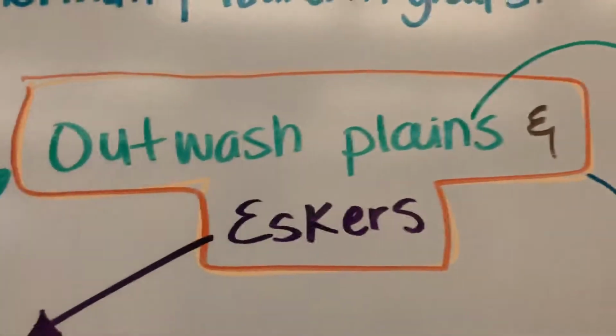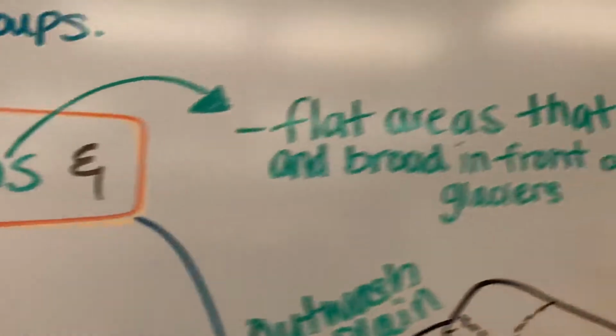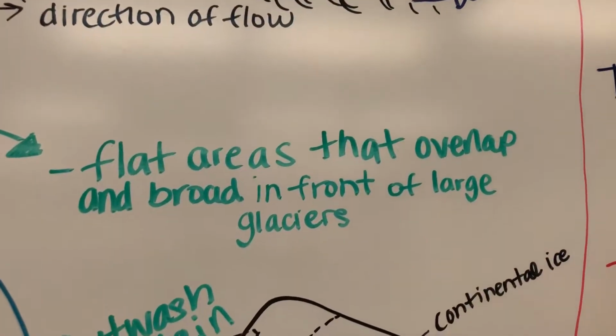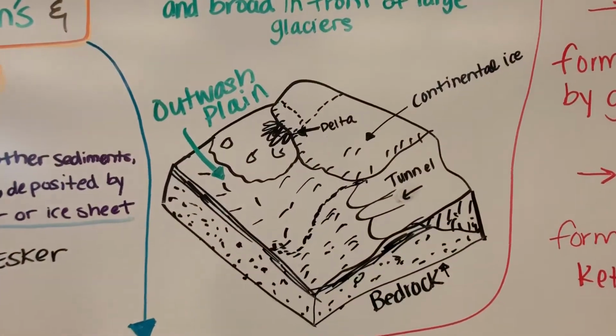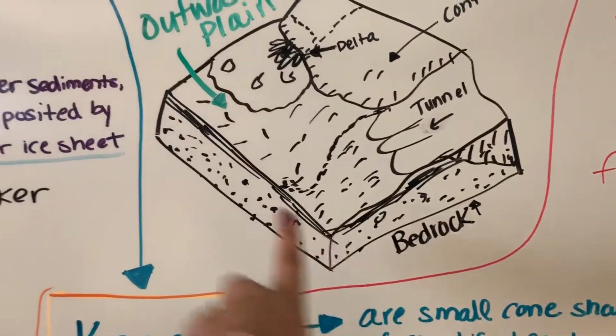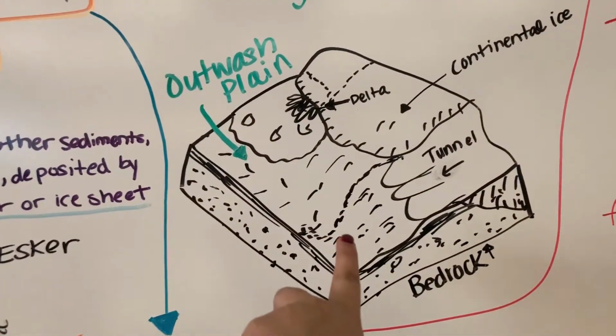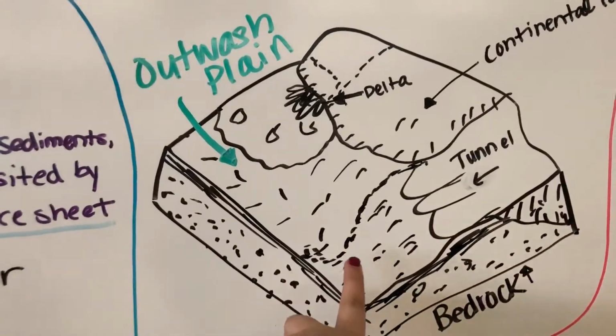Which brings us to outwash plains and eskers. Outwashes are flat areas that overlap and broaden in front of large glaciers, and they look something like this, where you have the bedrock on the bottom, the tunnel, the delta, and then all of that comes into the outwash plain in this grooved area.